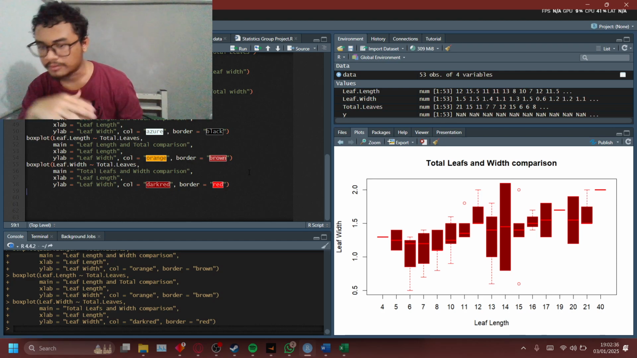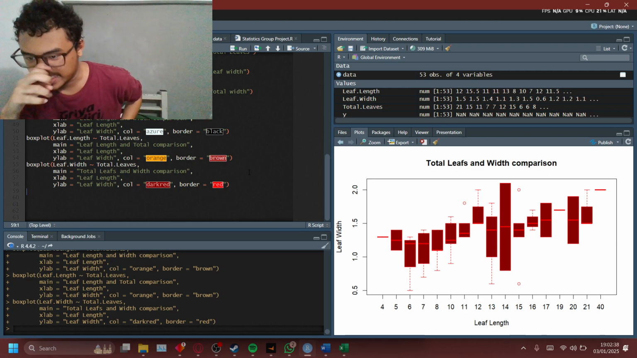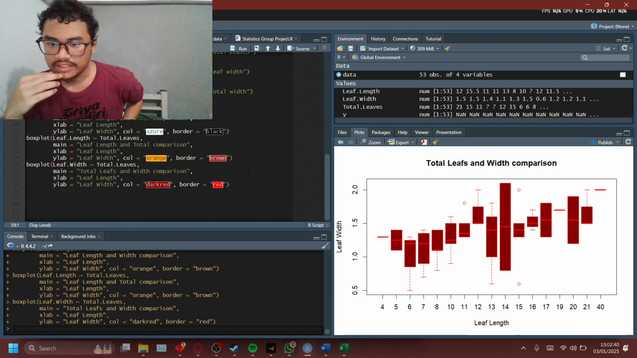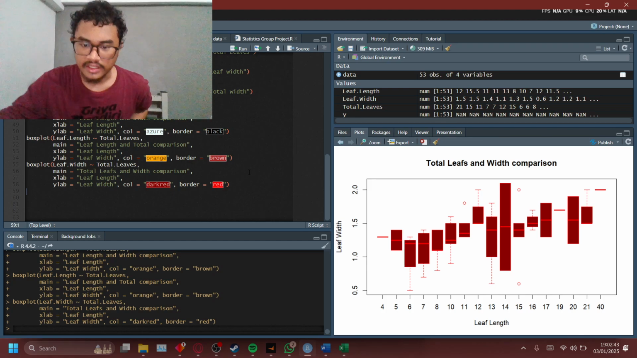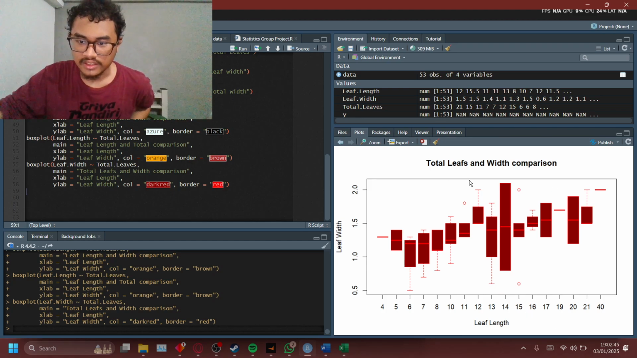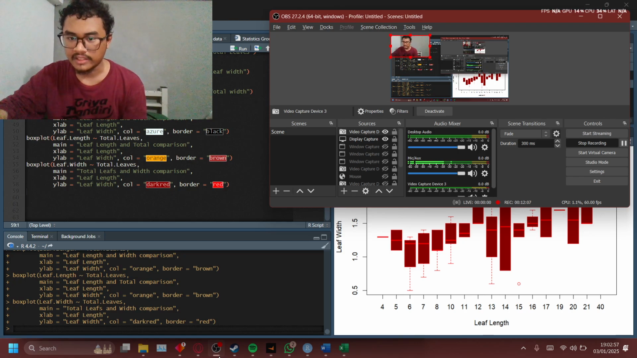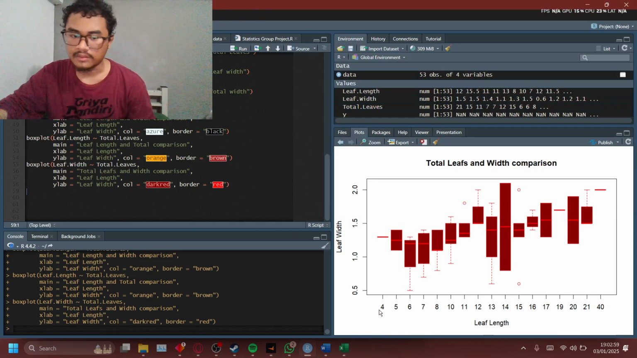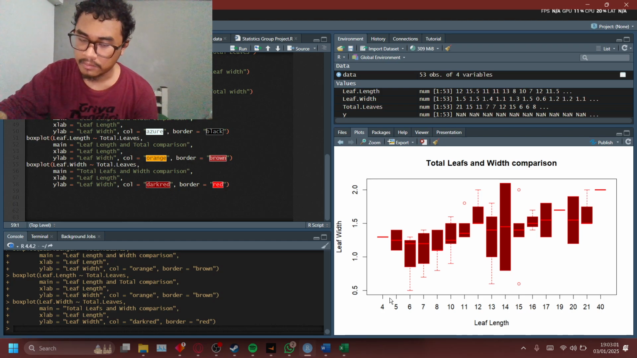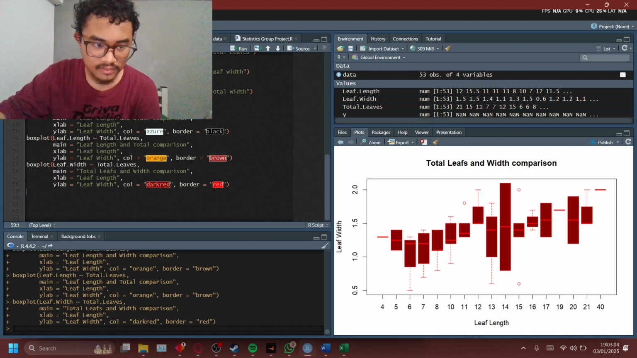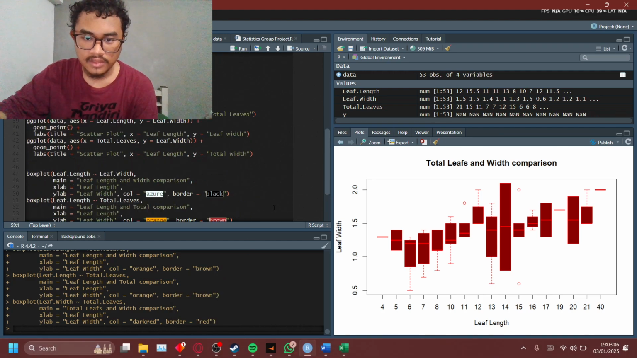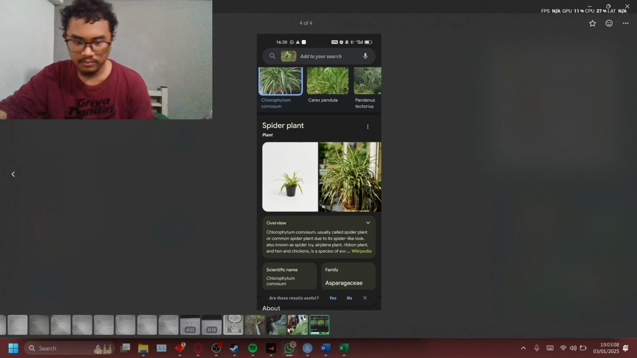This one is total leaves and width comparison. I thought I screwed it up again, but you can see the 40 anomaly there, a little bit of anomaly there, in here, here, and here. You can see leaf length of 14 has the most leaf width. So 14 seems to be the length of a plant where the width of the leaf can be in pretty much any zone from small to big. And I think that's it from me.